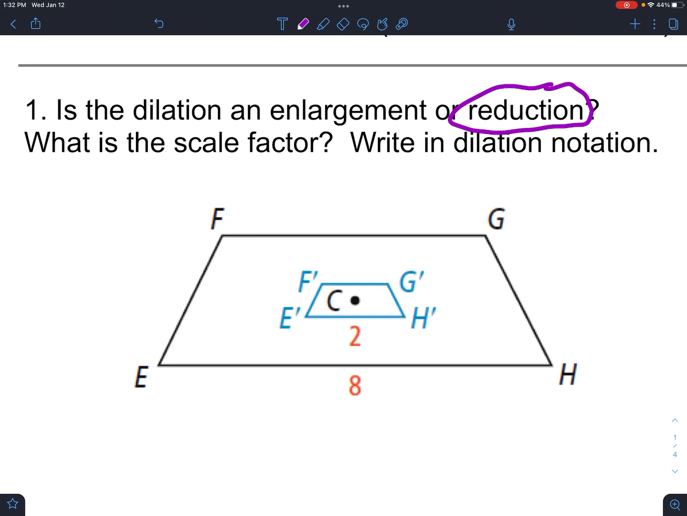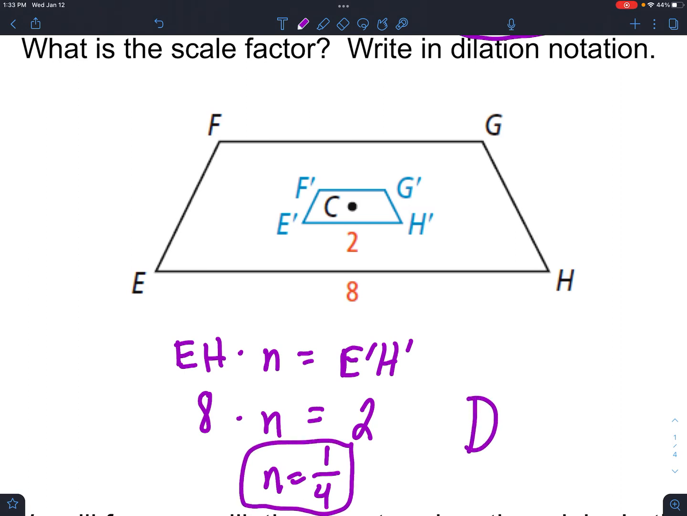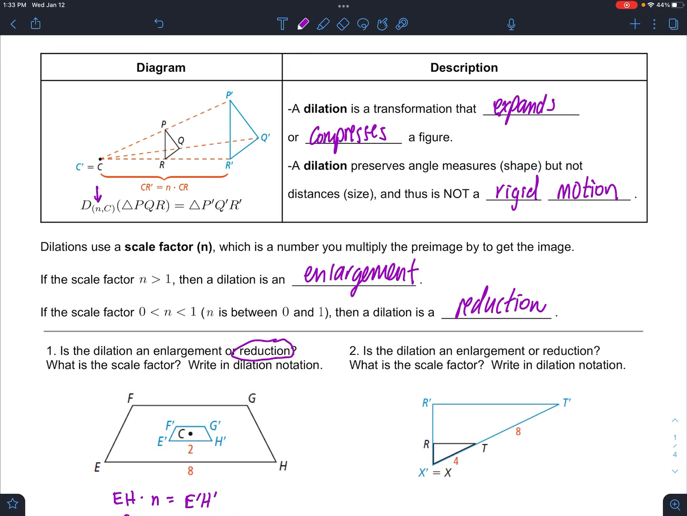And if we want to find this scale factor, we need to look at how lengths changed. So for example, EH is multiplied by a scale factor to get E prime H prime. Basically, old side multiplied by a scale factor, it gets new side. But this is 8, and this is 2. So N should be 1/4, or 0.25. Okay, so that's the scale factor. And in dilation notation, we choose to write it like this, which follows what was up here in this top picture. N is the scale factor, and C is where you're dilating from.